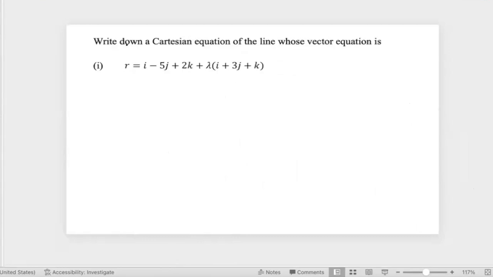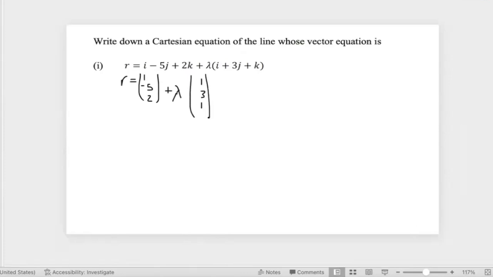Now the next one, we want to write down a Cartesian equation of the line whose vector equation is in the form a plus lambda m. So we have the position vector and we have the vector that is parallel. Now, since we want the Cartesian equation, it's easy to just put it in column form and then go ahead to get the parametric equation.